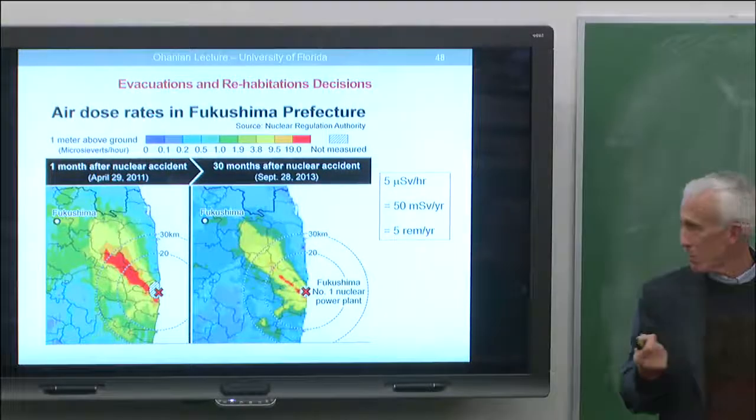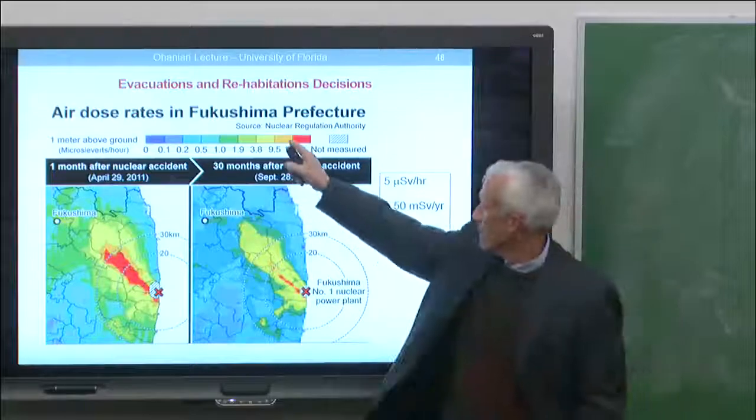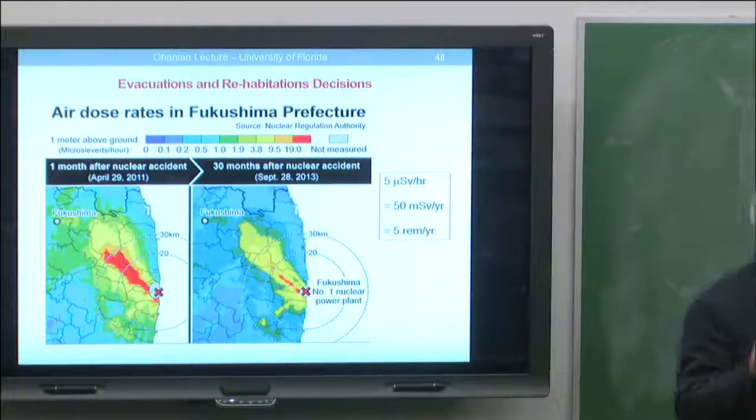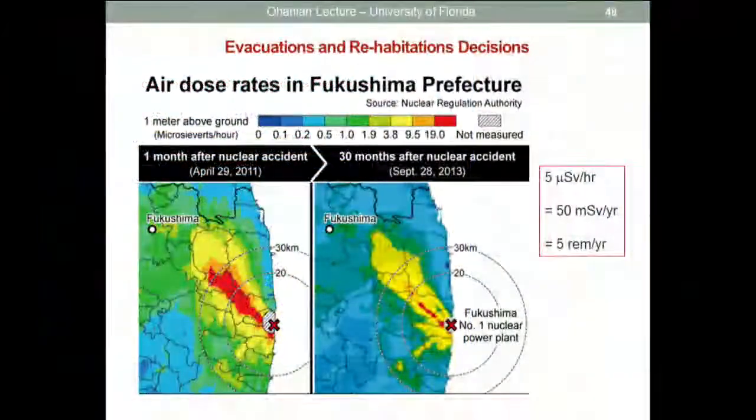And I use the 5 rem per year, which is the heavy yellow here. That's the occupational safety limit in the United States for a radiation worker, 5 rem per year. I'm allowed to get 5 rem per year and go on about my business. Well, nobody's going to be allowed in the Fukushima prefecture to return at 5 rem. The natural background is 0.2 rem per year.